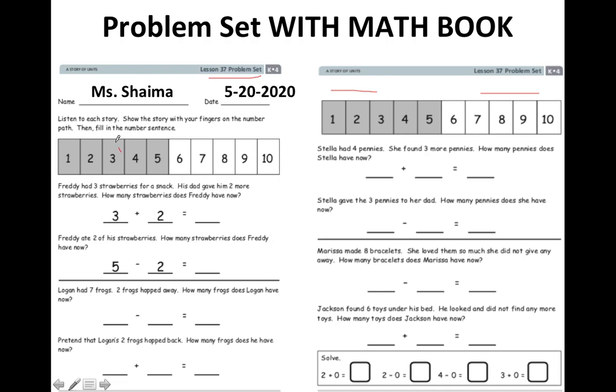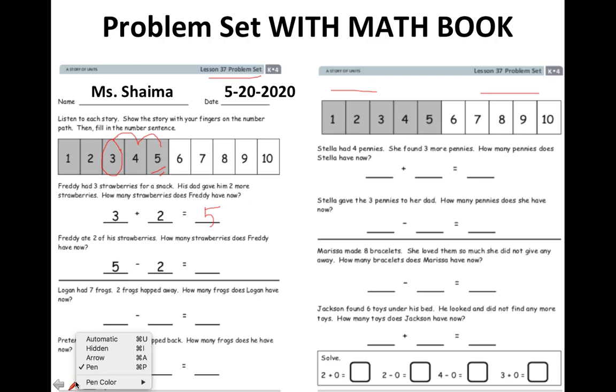From our story, we know he started off with 3 and his dad gave him 2 more. So I'm going to make 2 more jumps. And what number did I land on? The number sentence says 3 plus 2. I landed on 5, which means now he has a total of 5 strawberries, right? And you can use your fingers to figure out what 3 plus 2 is.